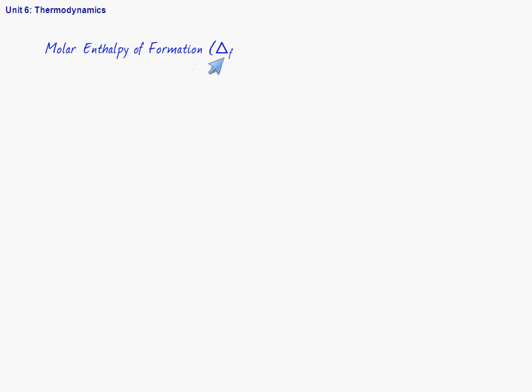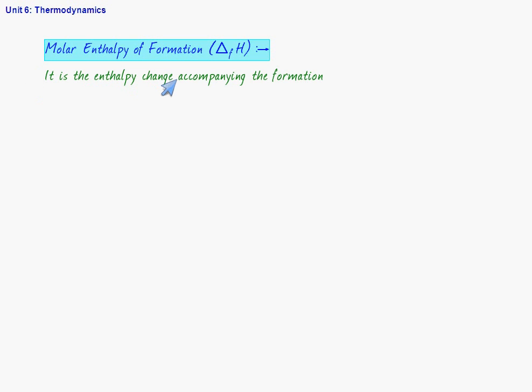Molar enthalpy of formation. Now this is also an enthalpy change, but the enthalpy change when 1 mole of a substance is formed. So how will you define it? It is the enthalpy change accompanying the formation of 1 mole of a compound from its constituent elements. Very simple to remember. Molar enthalpy of formation means the enthalpy change when 1 mole of a compound is formed from its constituent elements. It is represented by delta fH.